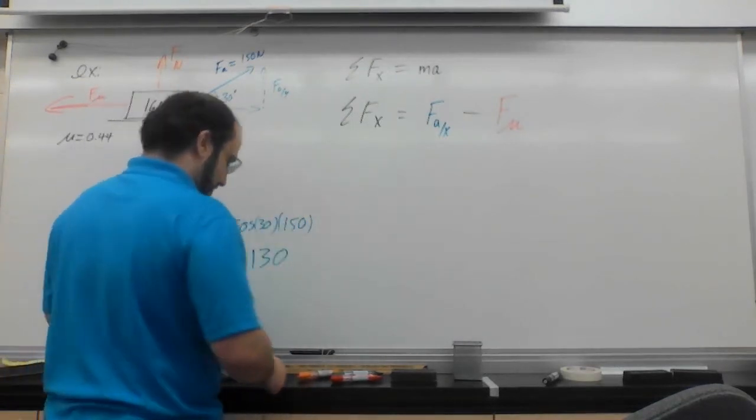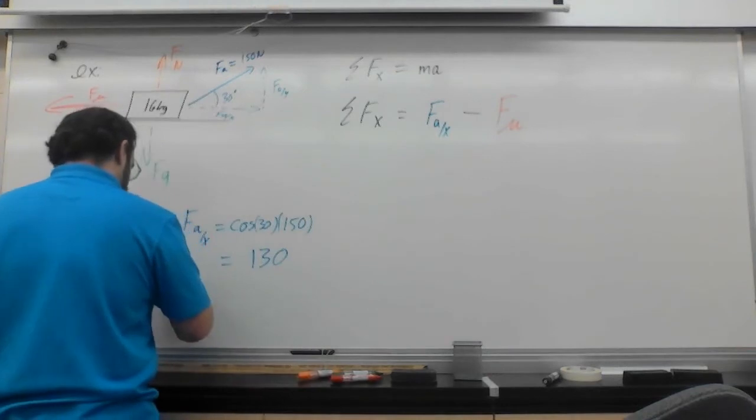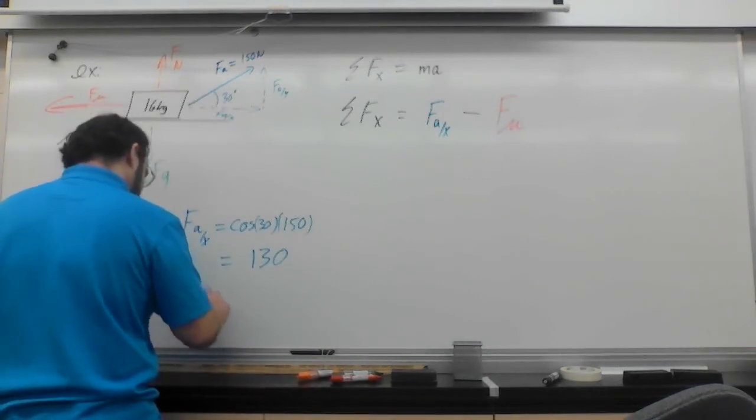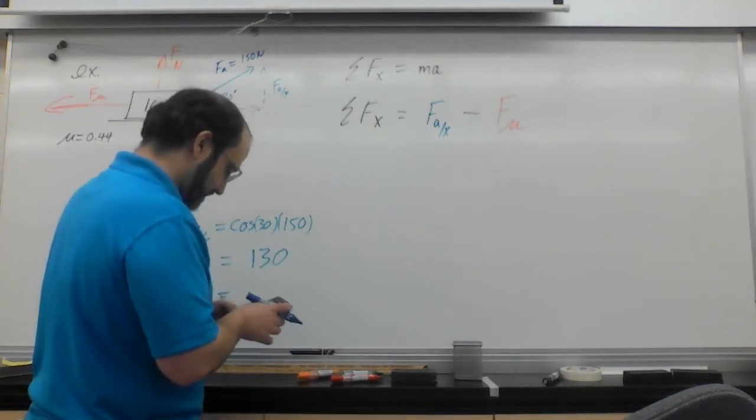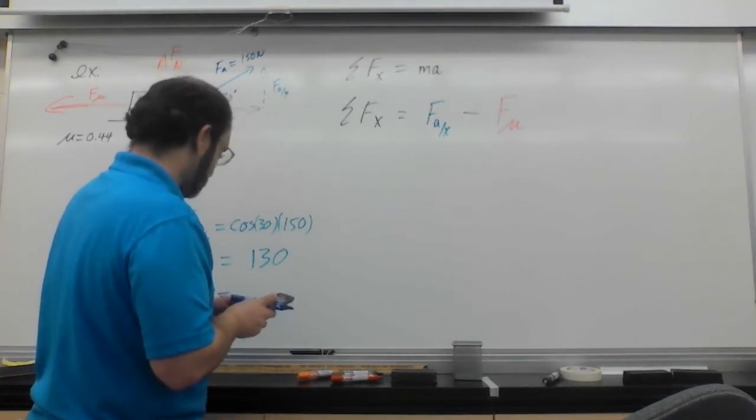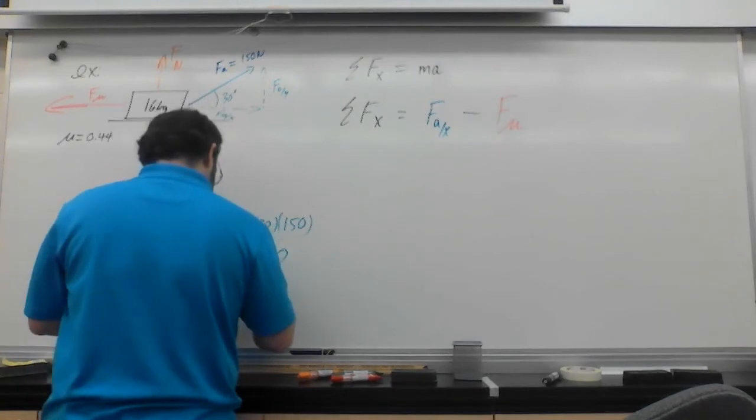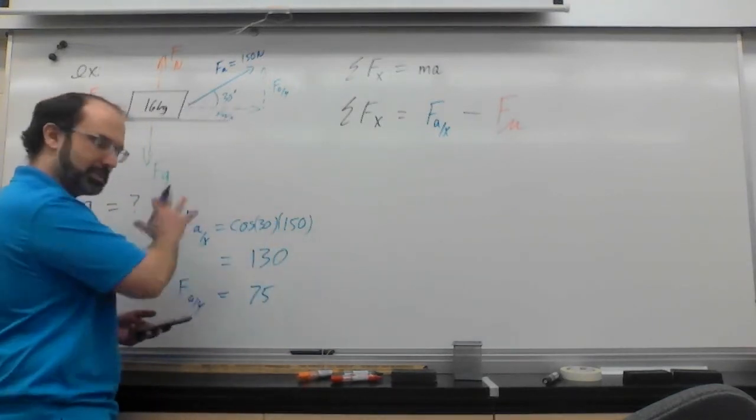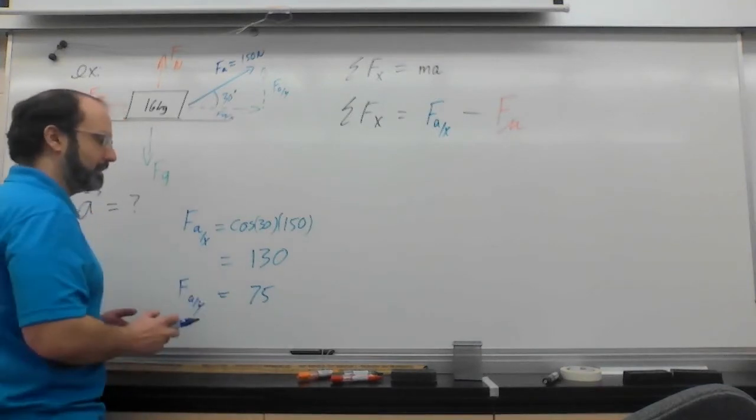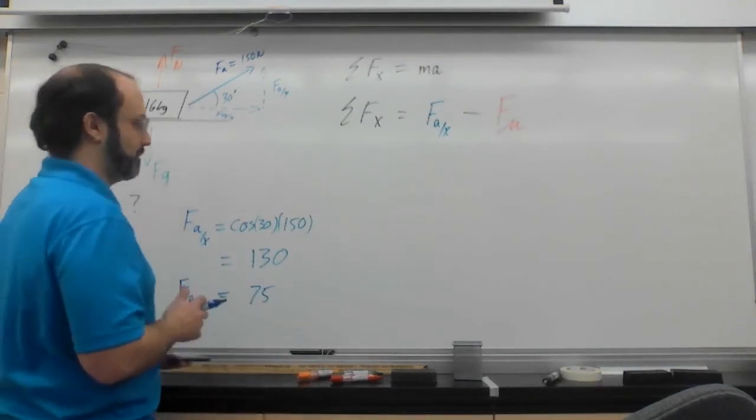Now, since we're already here, we may as well solve FAY because we're probably going to need it, and because we've already got the calculator out. So we're going to go 30 sine times 150. We're going to get 75 for that one. Okay? Hopefully you guys remember how to do this. You did a lot of it in kinematics. So that part, hopefully pretty clear.